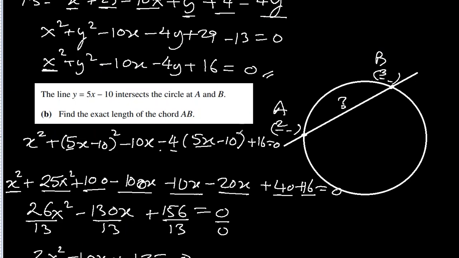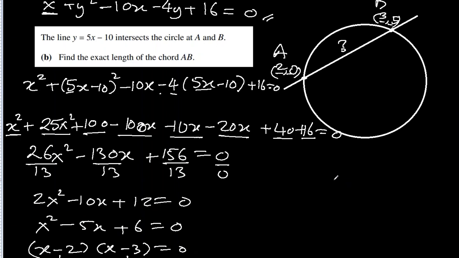And y coordinate can be found by substituting in any of the equations. Let's use this line's equation. So if I put 2 in place of x, it becomes 5 times 2, 10. 10 minus 10 is 0. So 0 is the y coordinate here. What about 3? Let's put 3. 5 times 3, 15 minus 10 is 5. So (3, 5) are the coordinates of B.